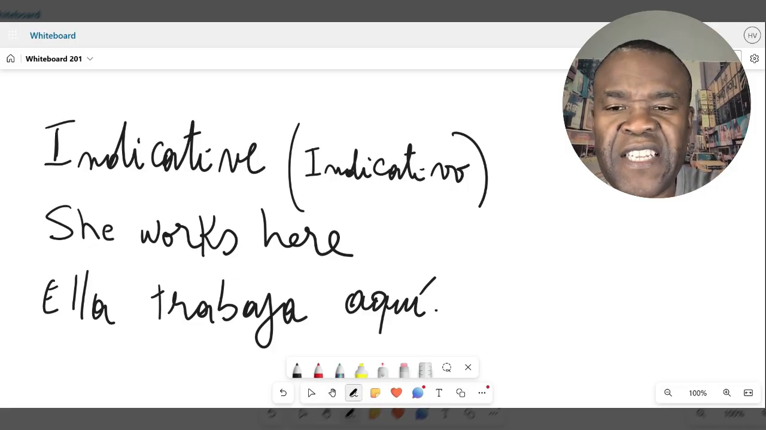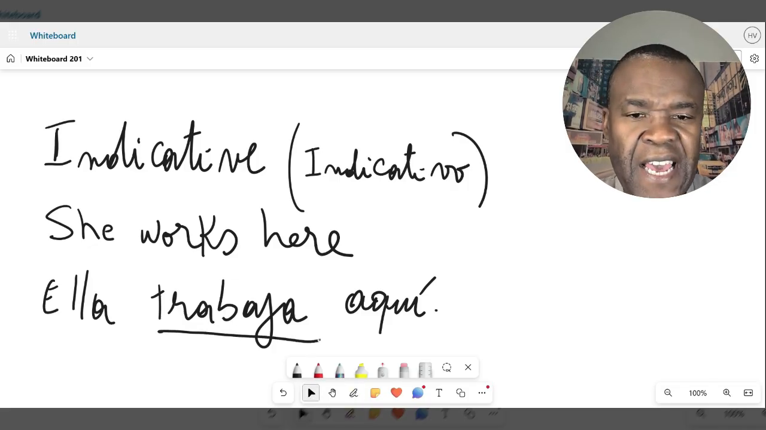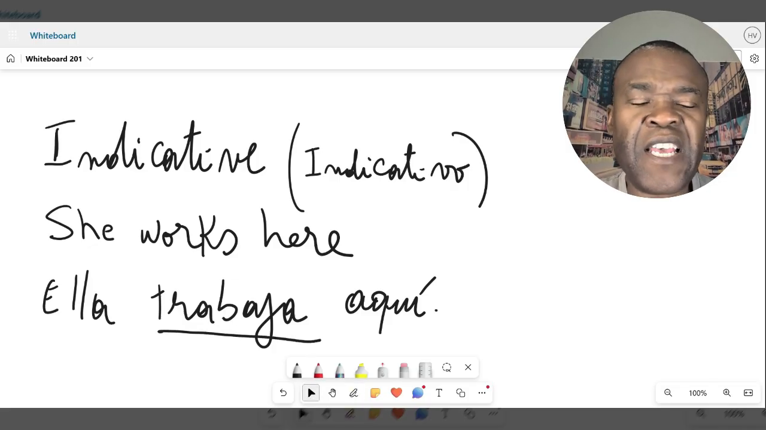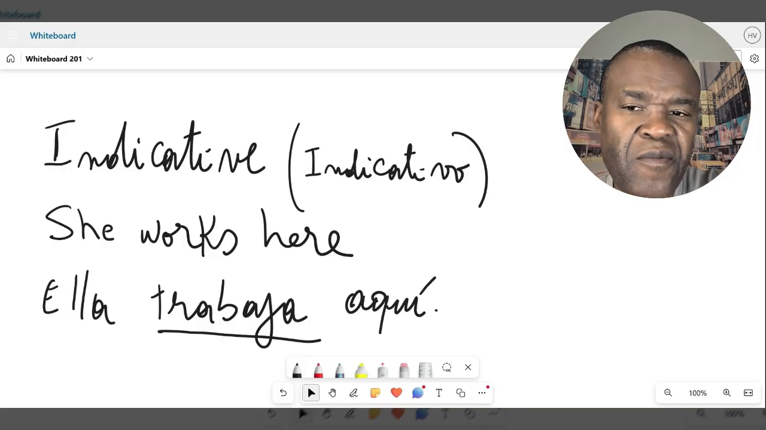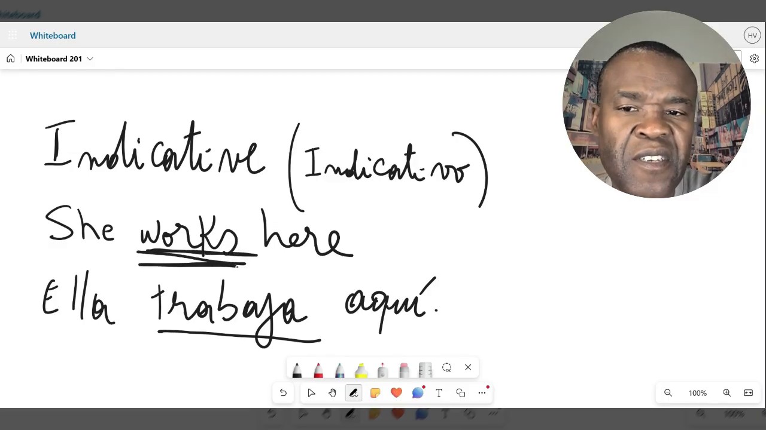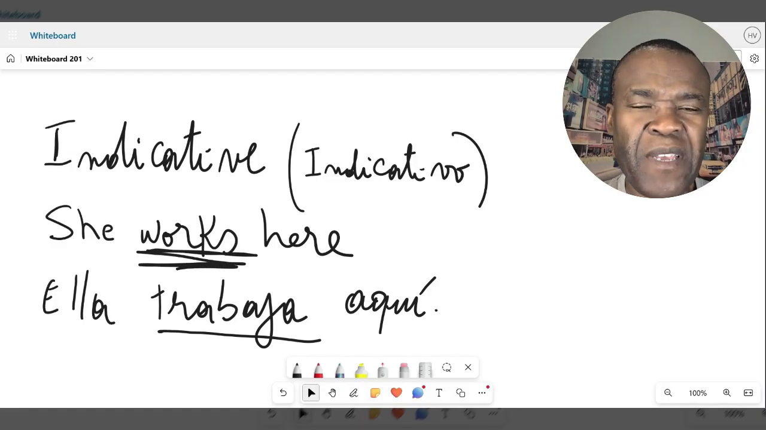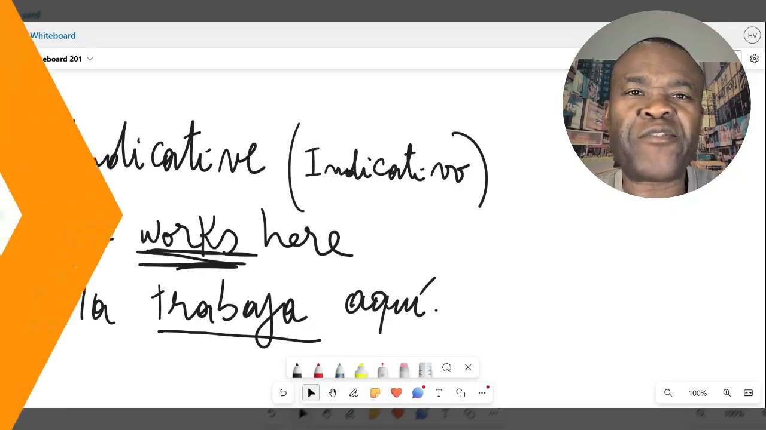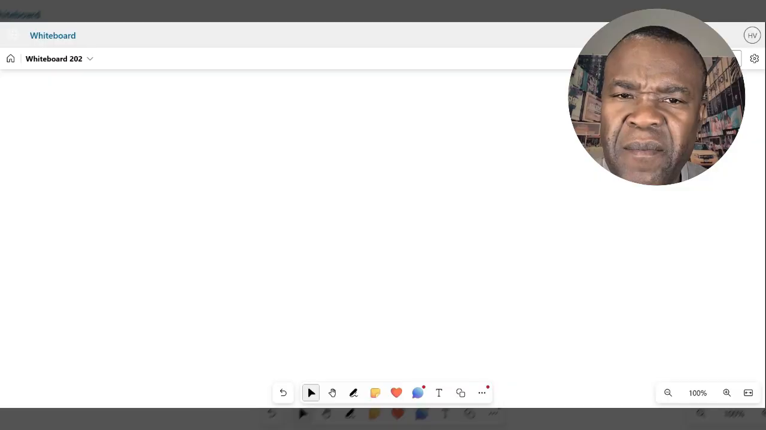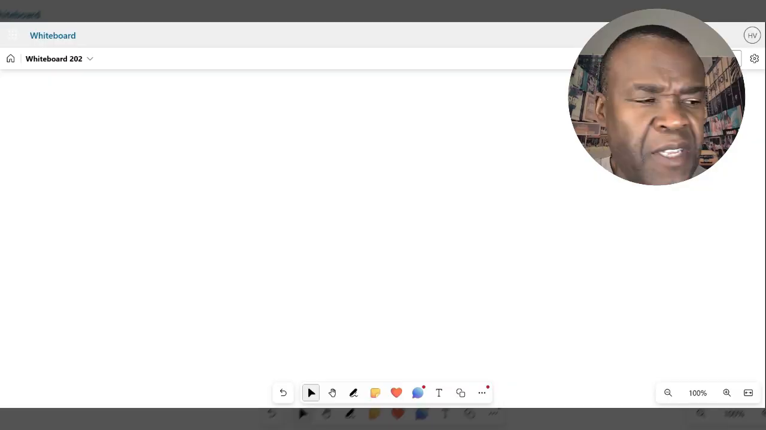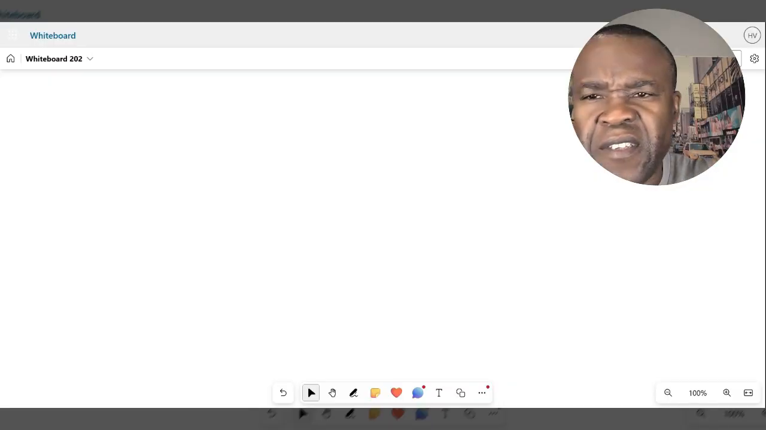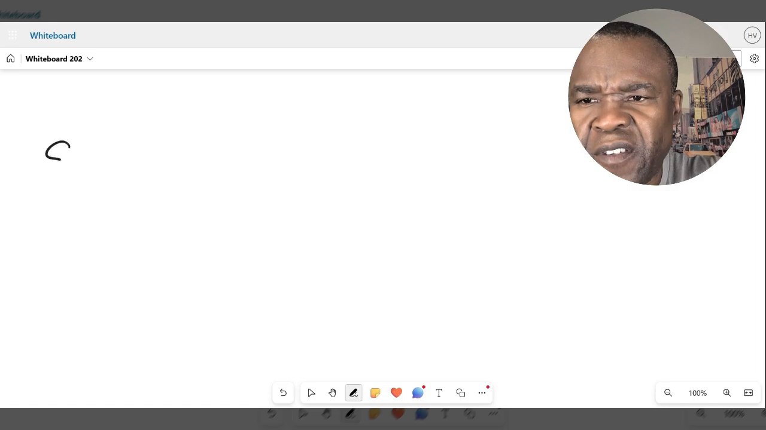So I use the indicative because I assert this information. I'm presenting this information as real. Therefore, the verb, which is works, I use in the indicative mood because the indicative mood is the mood of assertion. The second mood I want to talk about is the subjunctive mood.